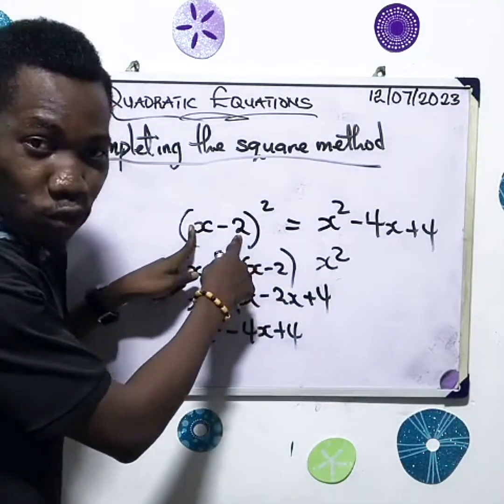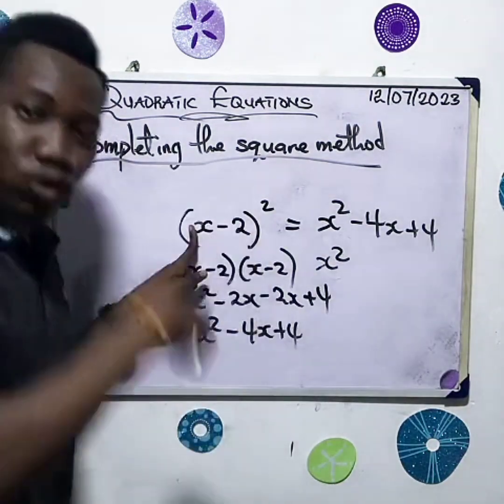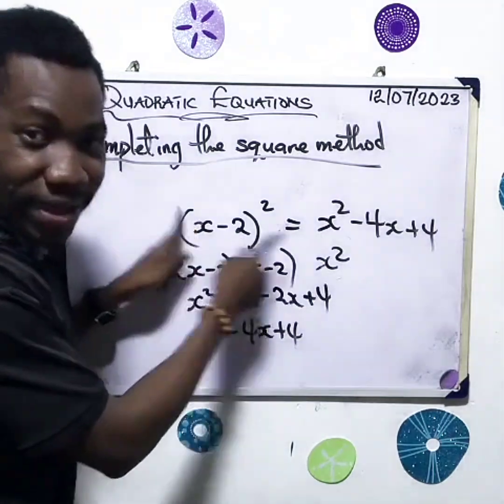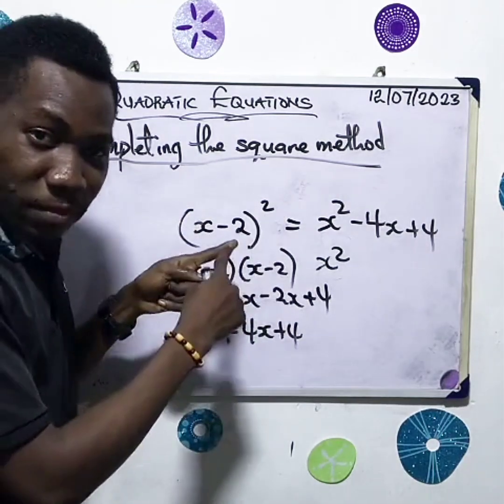So the product of these two, 2 times x, then times 2. Whatever you have in here, multiply them, then times 2.